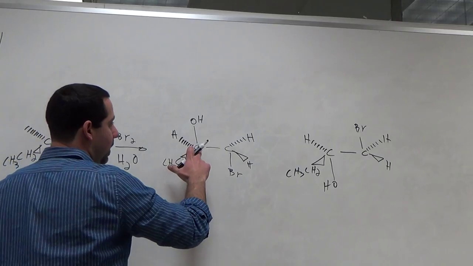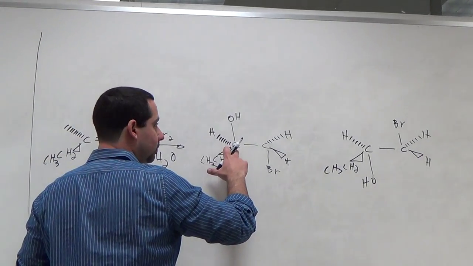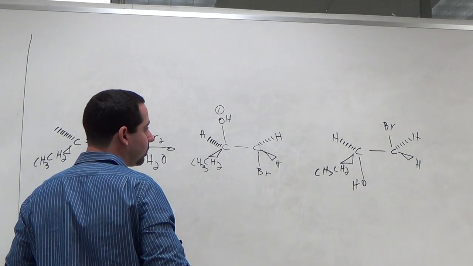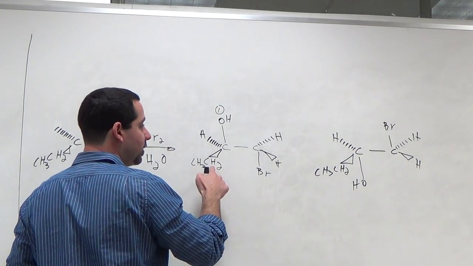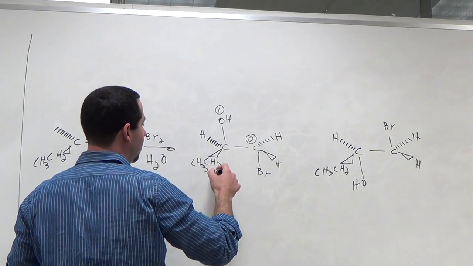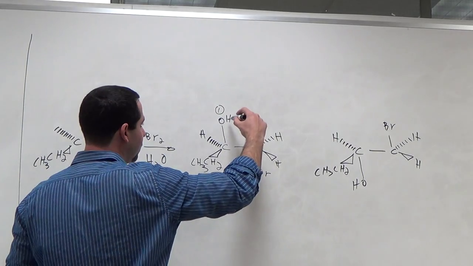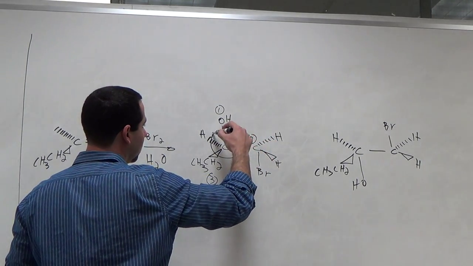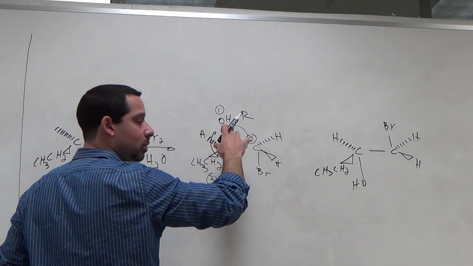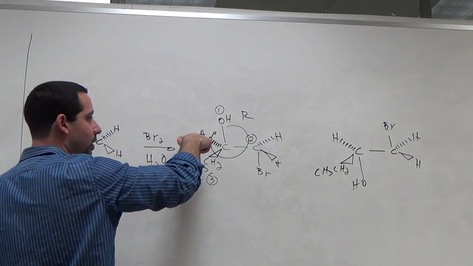Is this R or S? This is one. Which one is two? The CH3? No, the CB, that one. Yeah, that's two. And this is three. So that's R. Is it an R? Yes, because the hydrogen is in the back.